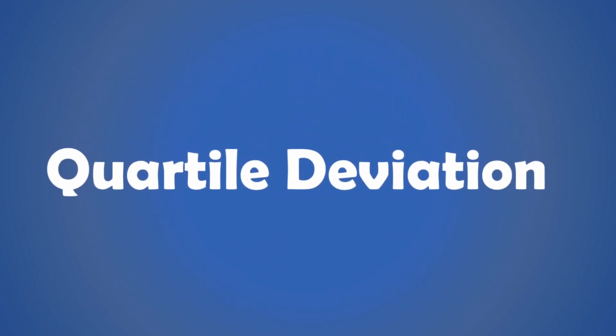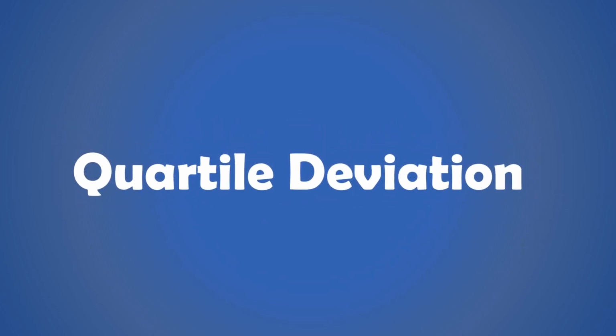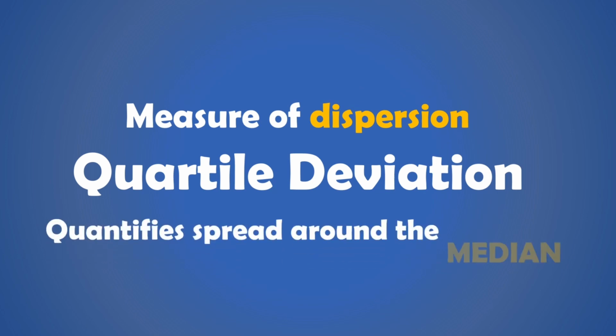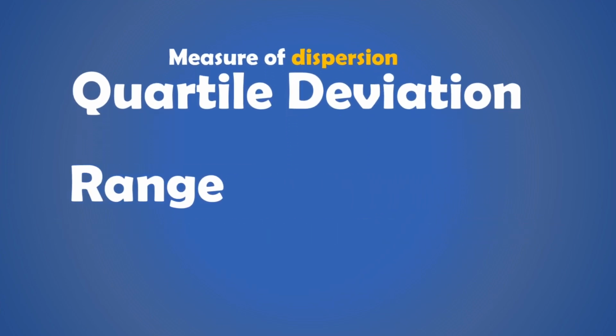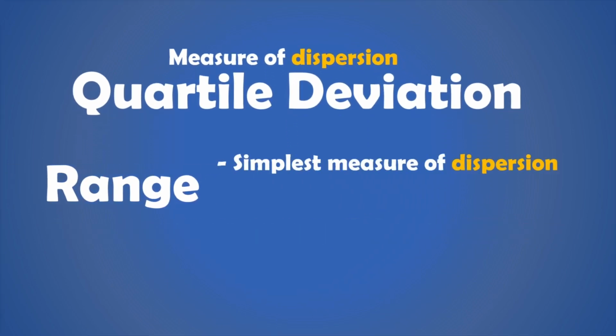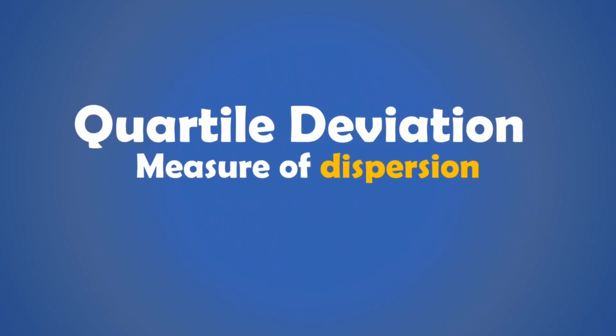Hi there. Today we're going to discuss quartile deviation, or what is commonly called the semi-interquartile range. This is a measure of dispersion that quantifies the spread of data around the median. In my last video, I explained that the range is the simplest measure of dispersion. It is easy to define and calculate, and because it is affected by outliers, it's not always a satisfactory measure of variability. In this video, you will see why the quartile deviation is a better measure of dispersion.